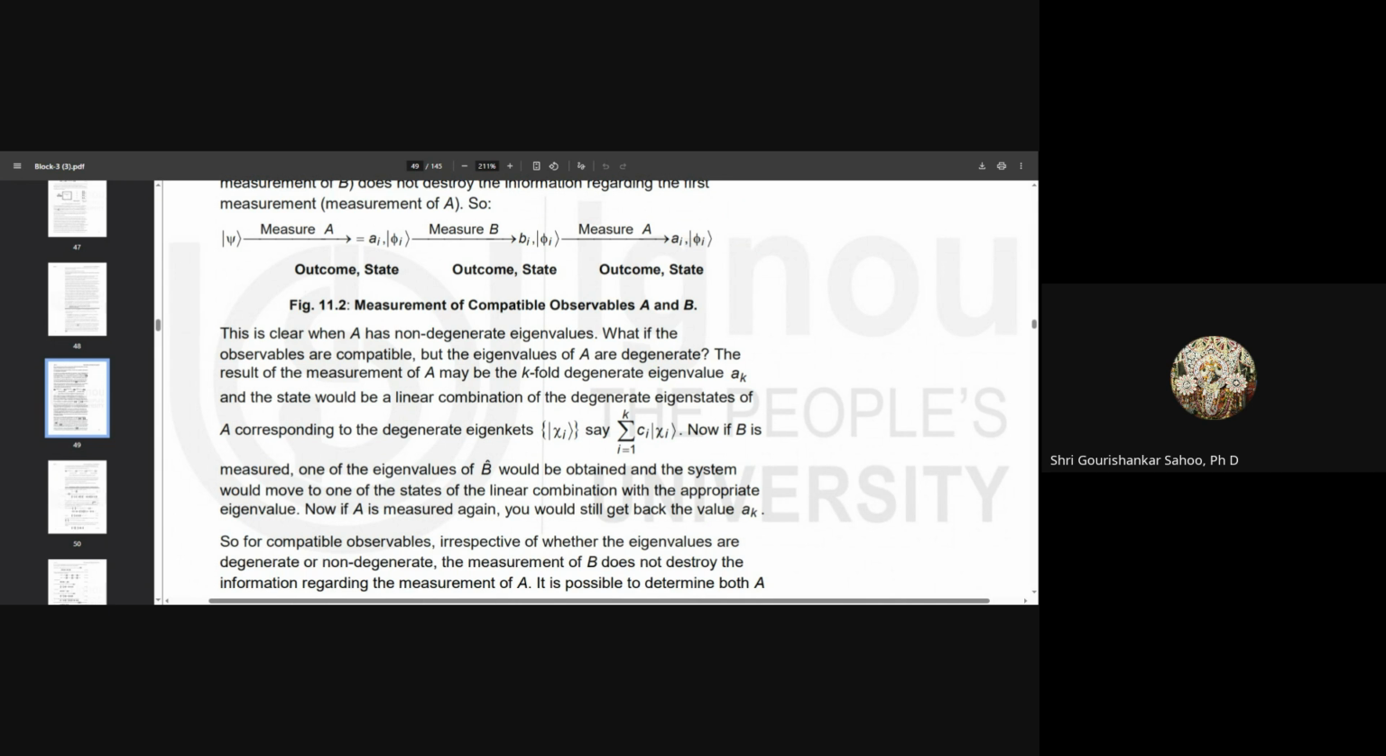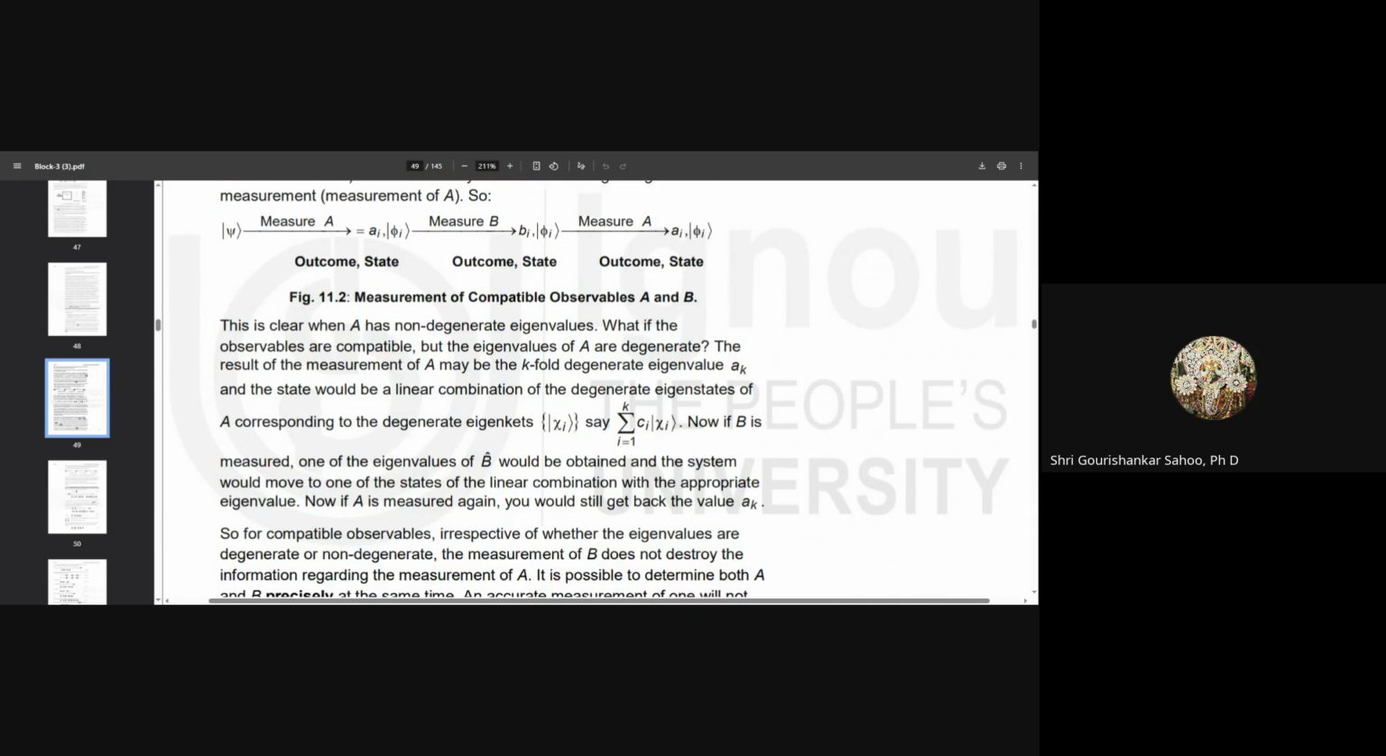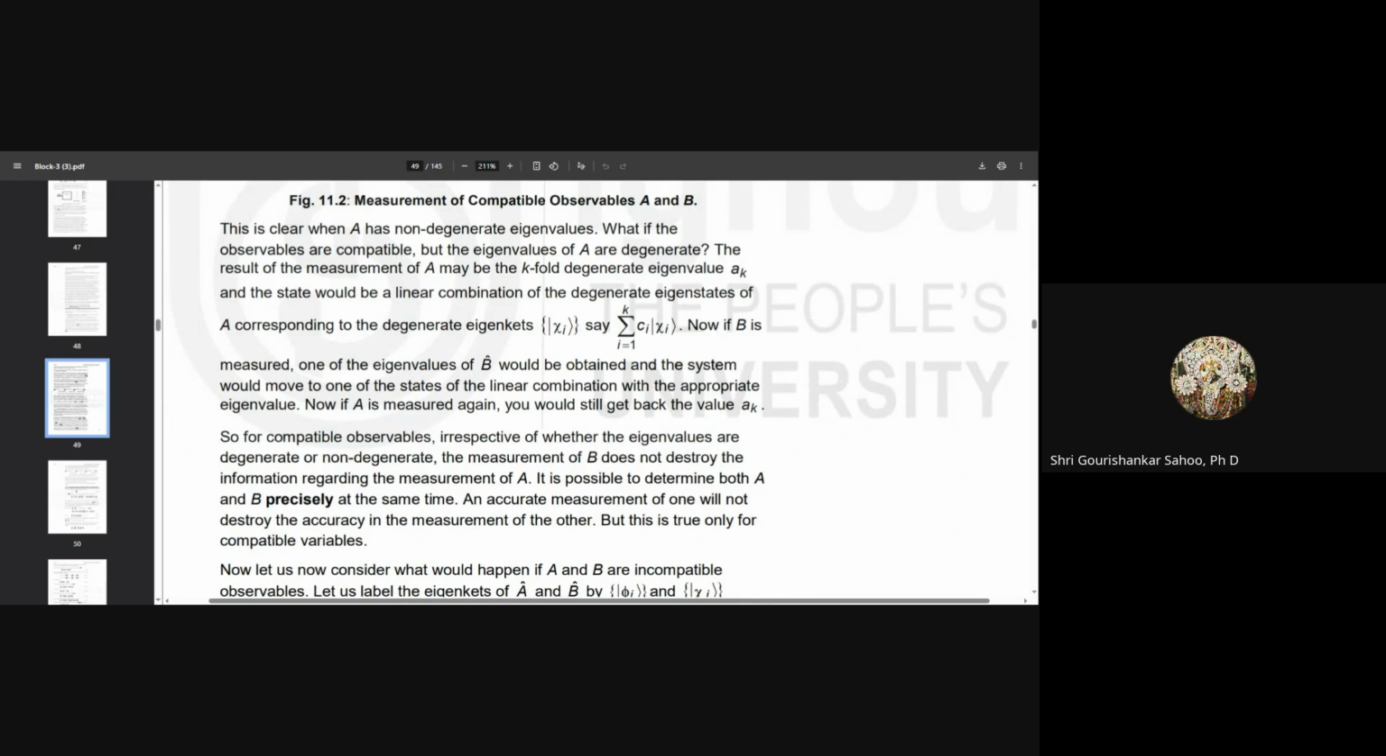Now, if B is measured, one of the eigenvalues of B cap would be obtained, and the system would move to one of the states of the linear combination with the appropriate eigenvalue. Now, if A is measured again, you would still get back the value AK. So for compatible observables, irrespective of whether the eigenvalues are degenerate or not degenerate, the measurement of B does not destroy the information regarding the measurement of A. It is possible to determine both A and B precisely at the same time. An accurate measurement of one will not destroy the accuracy in measurement of the other.